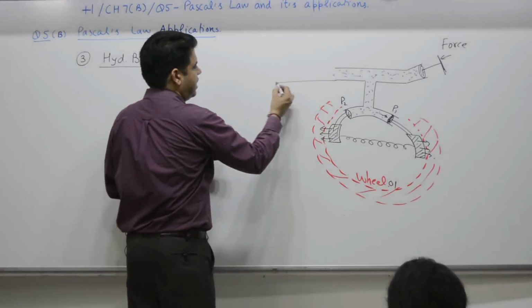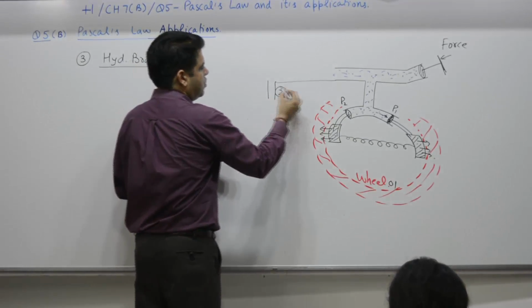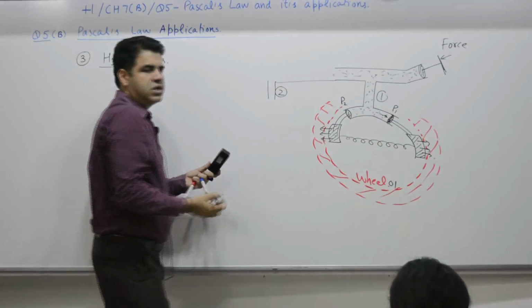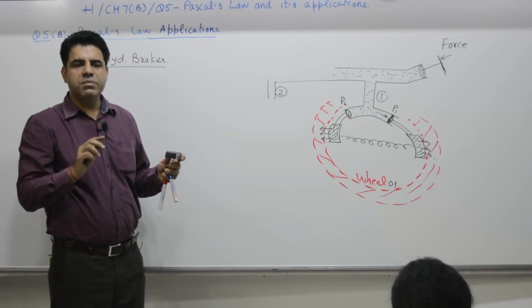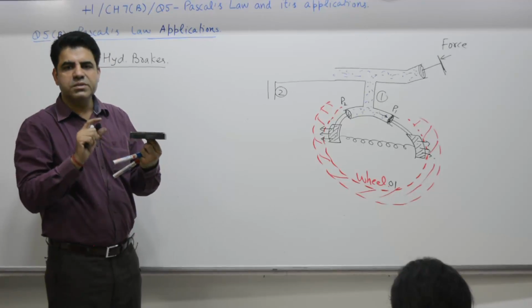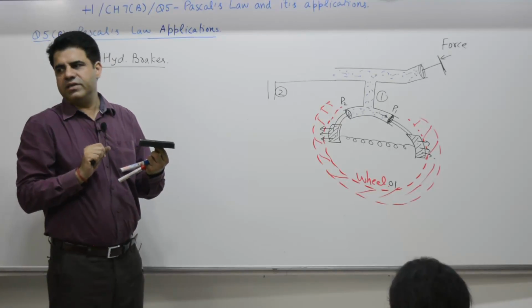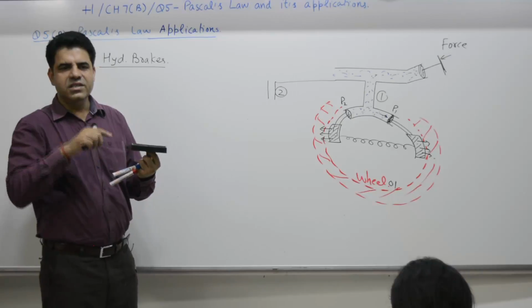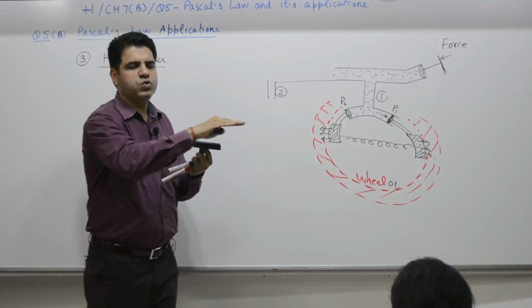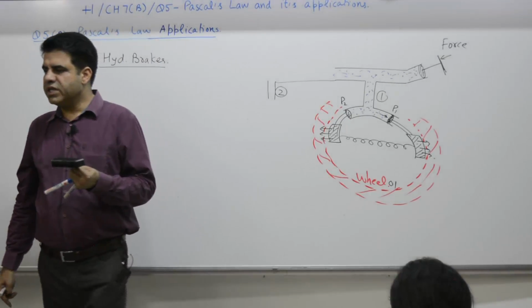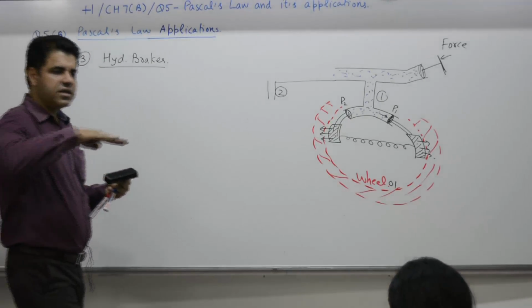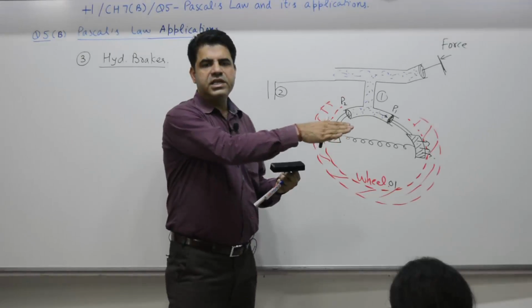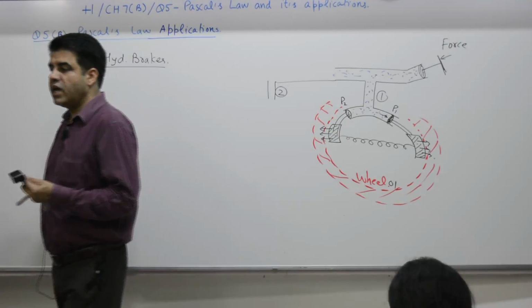If there is another wheel, wheel number 2, the same pressure is applied on wheel number 2 also, and 3 and 4. So that means what? All the 4 wheels will experience equal braking. Advantage, the braking is very smooth. All the wheels experience equal braking. Braking is very effective. If it is unequal braking, then the vehicle skids on the road.